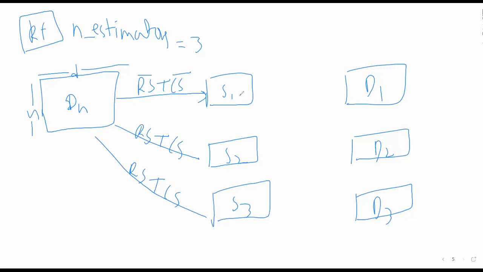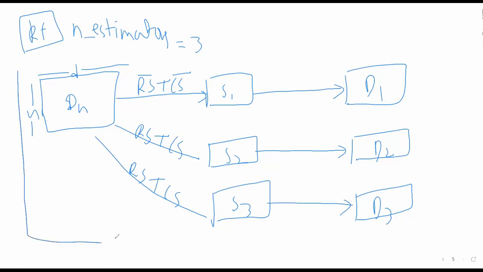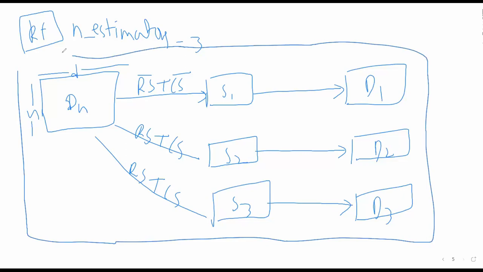Now this S1 we can use to train decision tree D1. S2 we can use to train D2. S3 we can use to train D3. Okay, so this is the working at the time of training our random forest. Now let's see what will be the working at the time of testing.